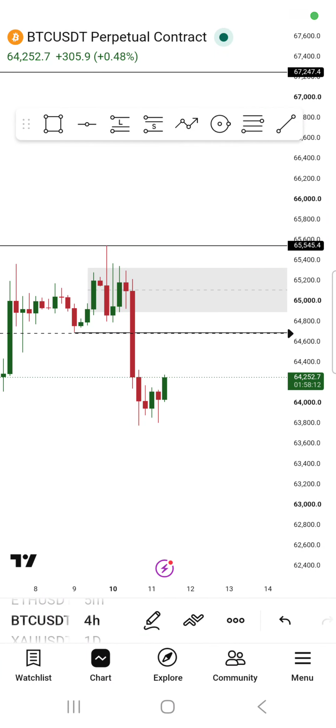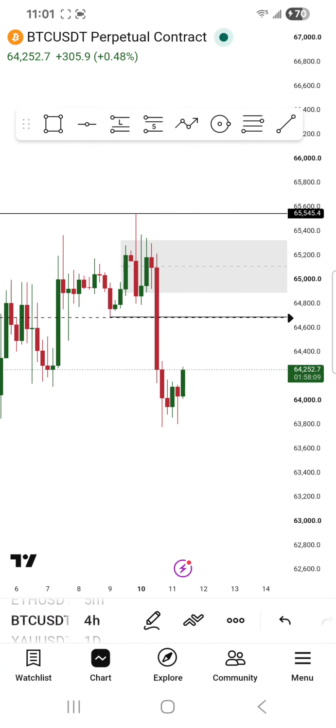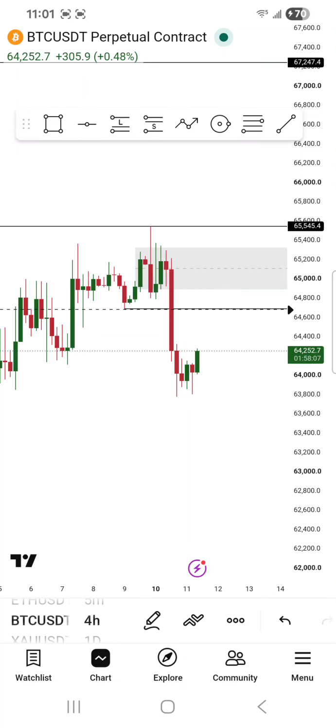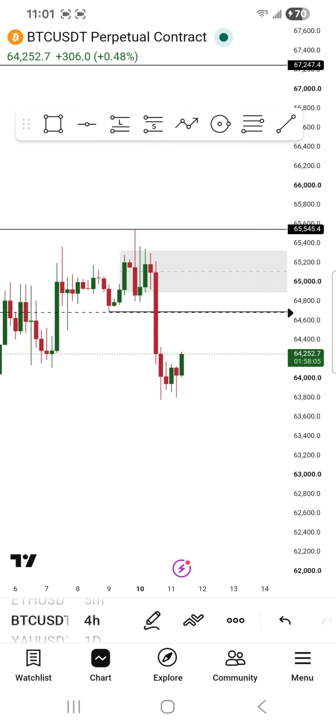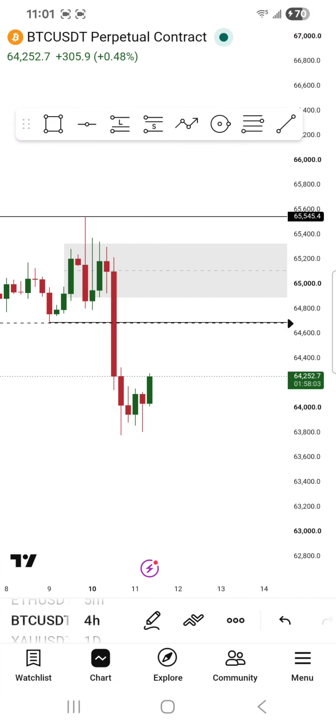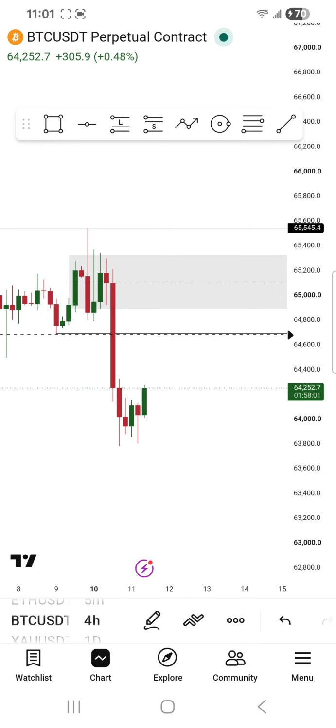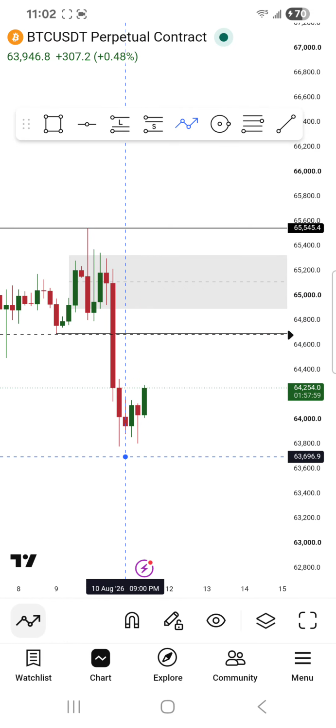Bitcoin here on the 4-hour time frame. You can see what is happening. I'll finish doing my analysis, and then here on the 4-hour time frame, I'm waiting for price to retrace to my point of interest. Guys, this is it.